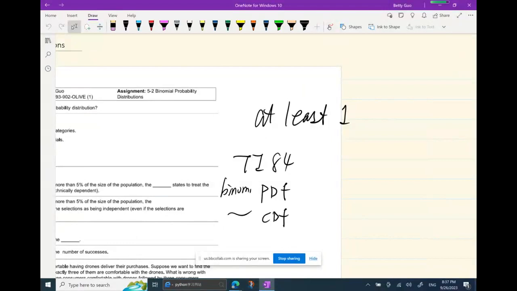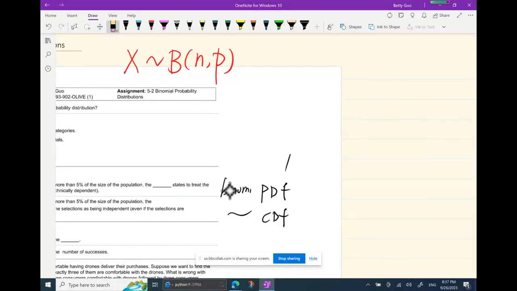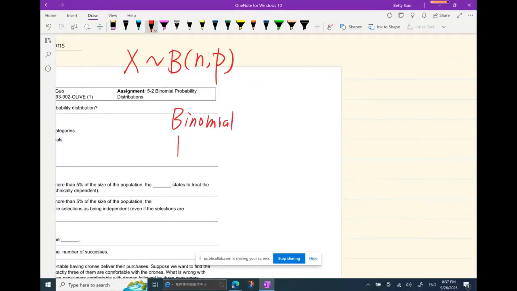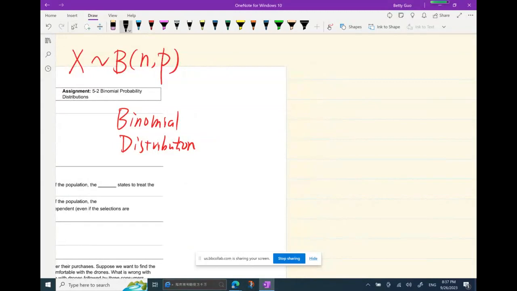Binomial distribution is a specific discrete random variable. So this is a notation, okay? I'm going to spend time to explain what is binomial distribution. What is binomial distribution? Binomial distribution refers to a procedure that satisfies the following few conditions.